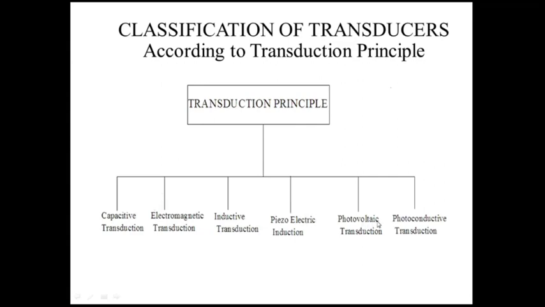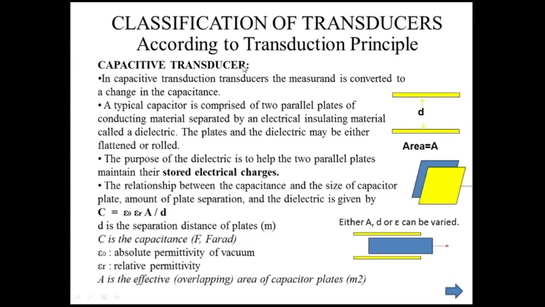The first one is capacitive transducers, which we already know. A simple capacitor has two parallel plates separated by a dielectric medium, and the capacitor is mainly used to store electrical charge. Here there are three types of capacitors. One is for the two parallel plates. Blue indicates the movable plate and yellow indicates the fixed plate. Similarly here, blue indicates movable and yellow indicates fixed.